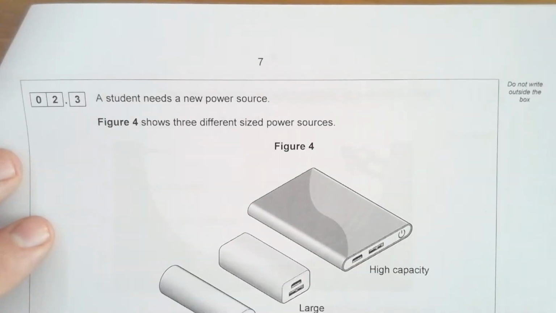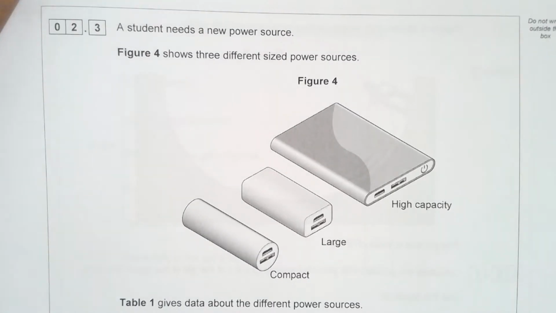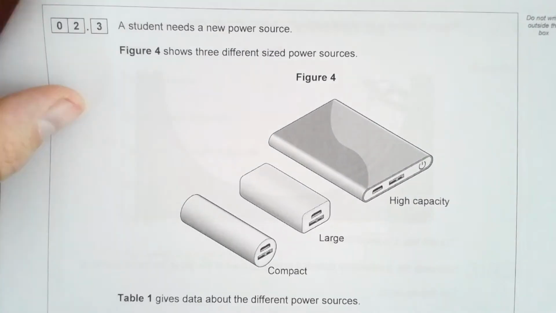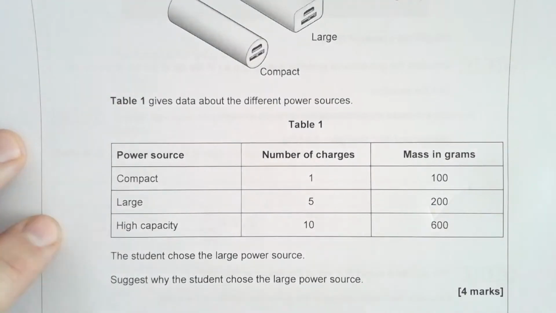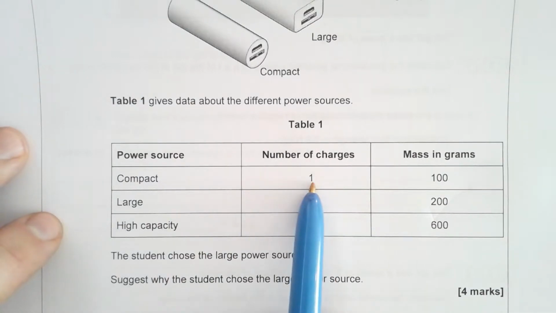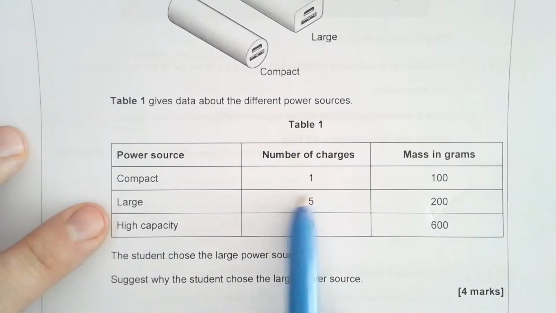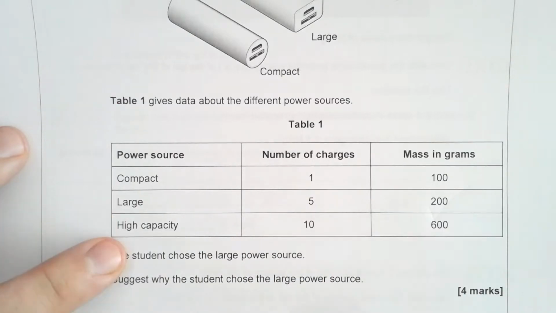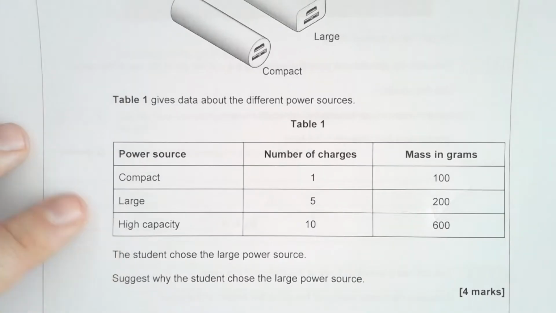So the student needs a new power source, so we're going to have to compare and contrast these, so we need to figure out which one's going to be best. So 3 different size power sources. Here is the data about it. So the compact one only gives you 1 charge, and it's got a mass of 100 grams. Large one, 5 charges, mass of 200 grams. High capacity one, 10 charges for 600 grams.